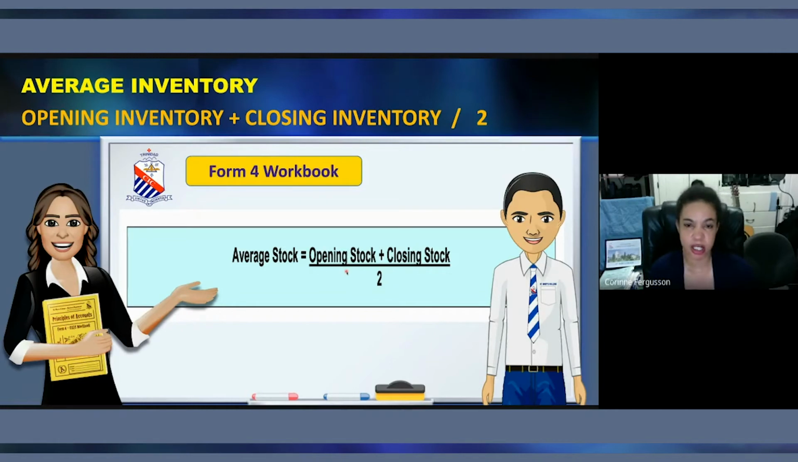Remember, when you're calculating cost of sales, you start with your opening inventory, then you add purchases and you less closing inventory. So that is closing inventory here. You will also see your closing inventory in your balance sheet, but if you're going to one area, the income statement, you will get both figures. So your opening inventory plus your closing inventory divided by 2 will give you your average stock.